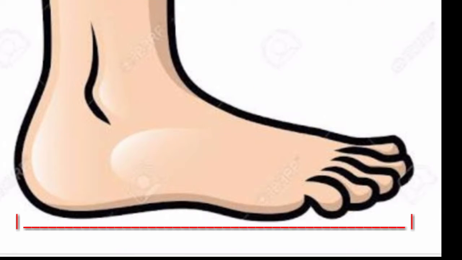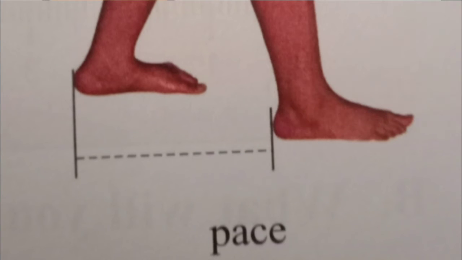This is foot, children. The distance from the heel to the tip of the toe. It was used to measure the lengths of the edges of the walls. This is pace, children. The distance from one heel to another heel while we are walking. It was also used to measure the lengths of the edges of the walls, and generally we call it adugu in Telugu.